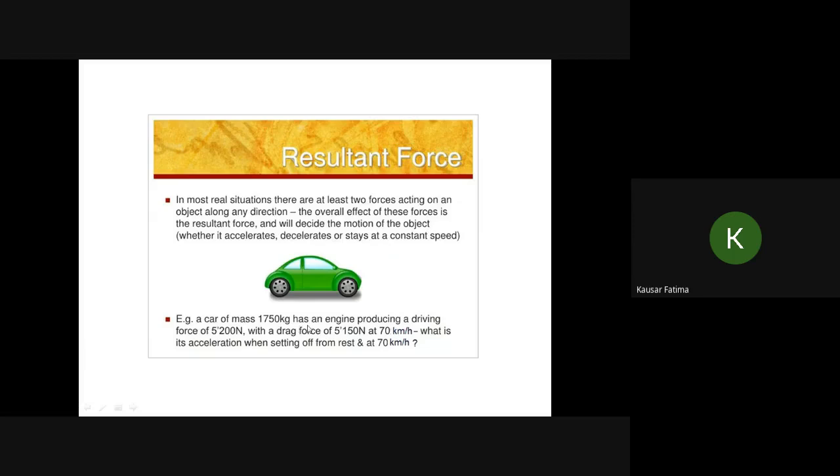For example, this is the mass. This is a question actually. Mass is given, and the driving force is this much, and the drag force is given here, and the speed of the car is 70 kilometers per hour. What is the acceleration when this comes to rest? Initial speed is this, so you have to calculate the acceleration.